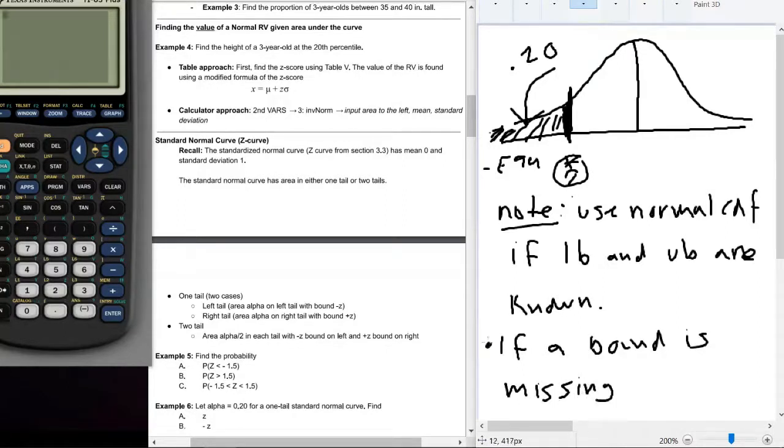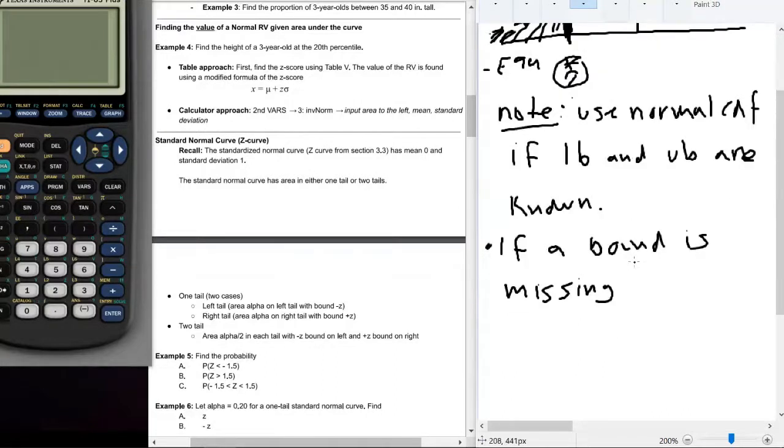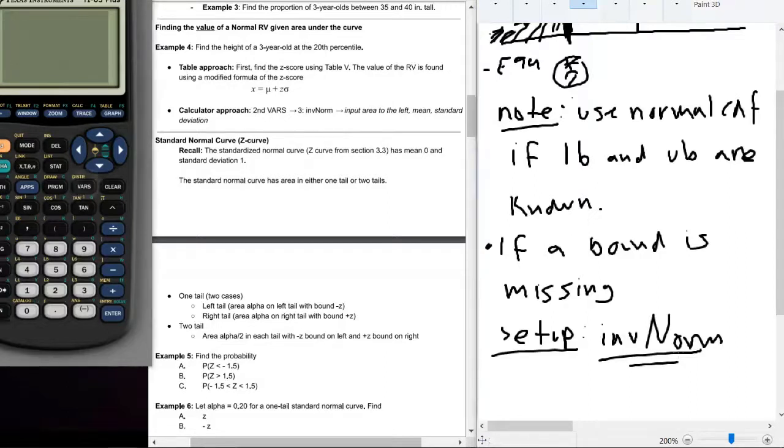So if a bound is missing, we have a second calculator function that we use, opposite of the normal CDF. The setup is called inverse norm. Okay, inverse norm. So in the calculator, the way you find the inverse norm is by going to second vars number 3. Okay, the purpose of the inverse norm is to find missing bounds.